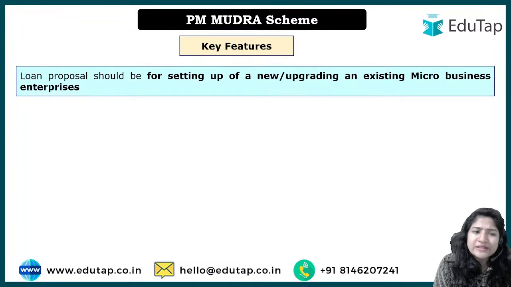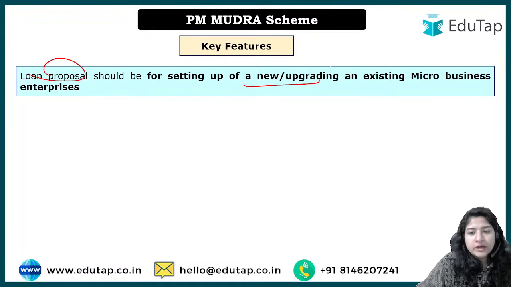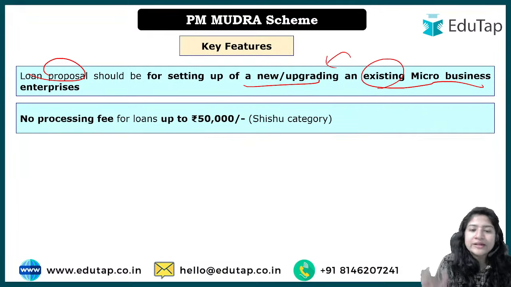Now let's look at some small features. What should the loan proposal be for? If you want to set up a new micro business, or maybe you want to upgrade an existing one, for that you can take money.